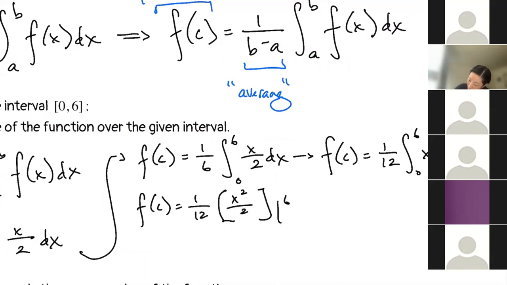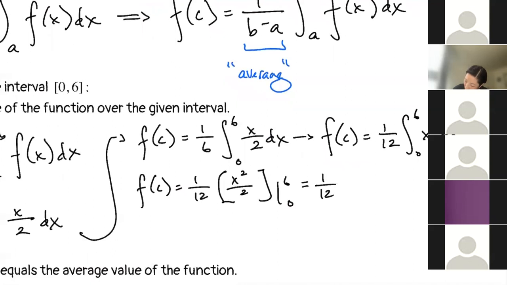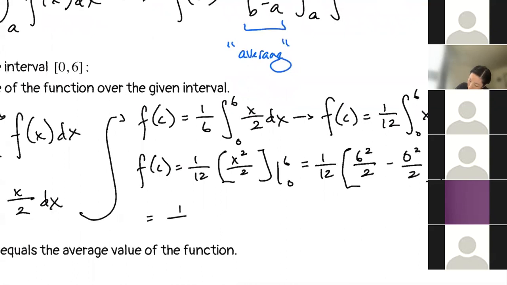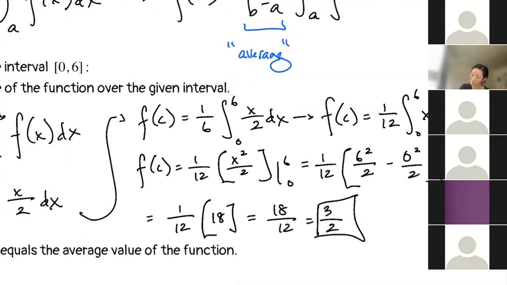We're going to plug in 6 and 0. Okay, and let's go ahead and plug in our bounds. 1/12 times 6 squared over 2 minus 0 squared over 2. And what do we get? 1 over 12. Let's see, 36 divided by 2 is 18. 18 over 12 is going to give us 3 over 2.